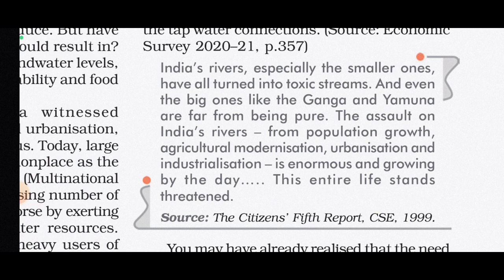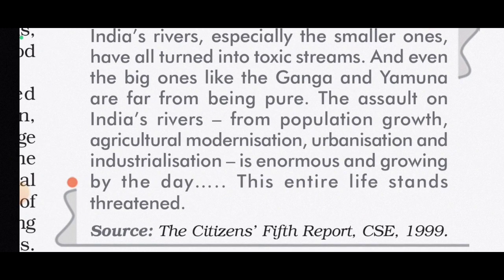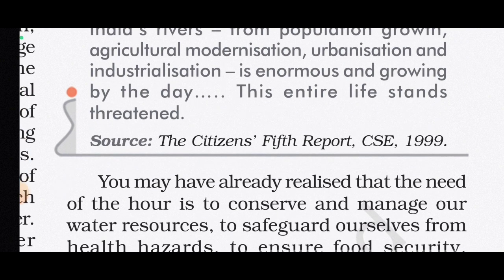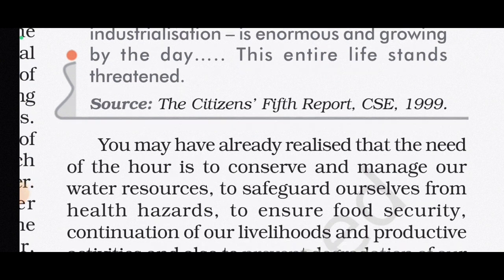India's rivers, especially the smaller ones, have all turned into toxic streams, and even the big ones like the Ganga and Yamuna are far from being pure. The assault on India's rivers, from population growth, agricultural modernization, urbanization, and industrialization, is enormous and growing by the day. This entire life stands threatened.